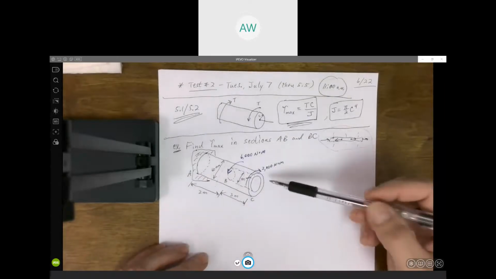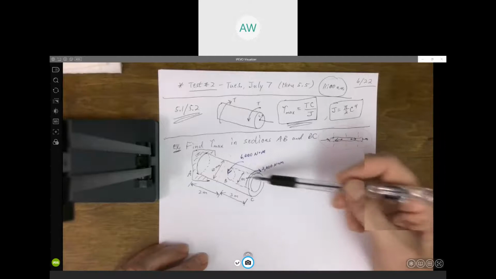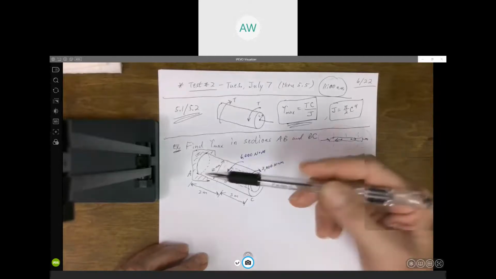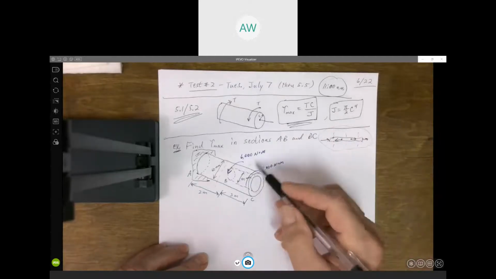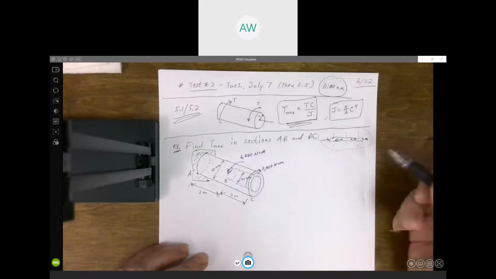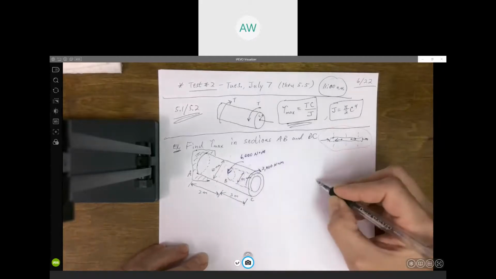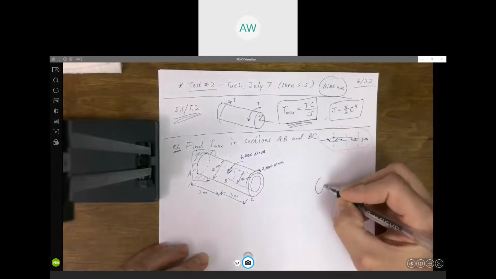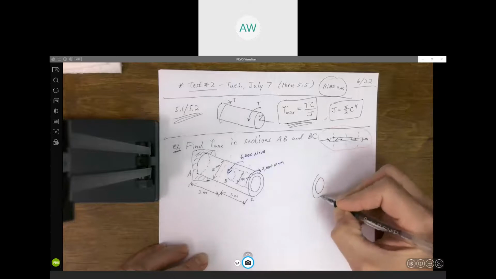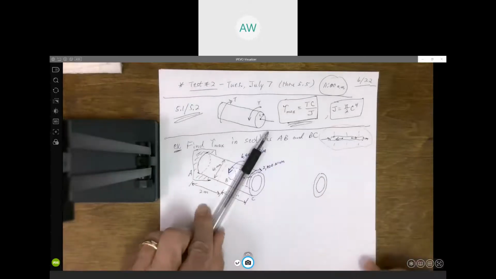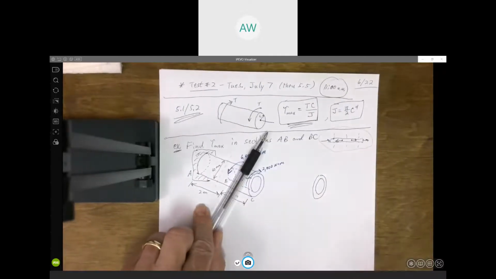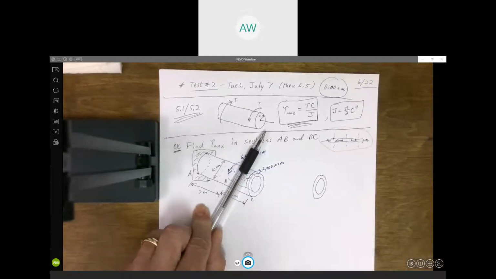So it doesn't matter which one we do first. Let's just start out here with section BC. So we're going to cut it somewhere between B and C, and so I can draw this picture. If we cut it here between B and C, just like we did with the axial loads, you have to draw a free body diagram of all of the left side or all of the right side. You can get there either way.